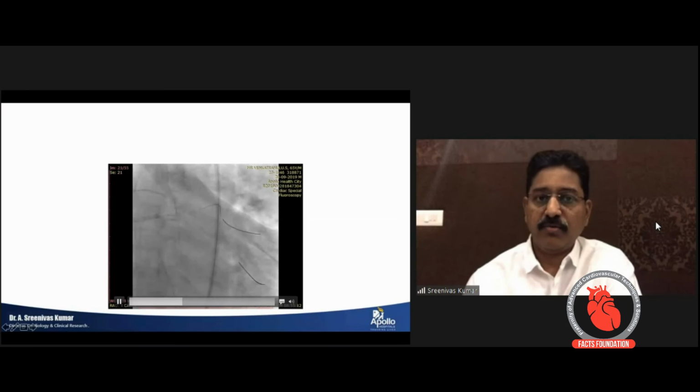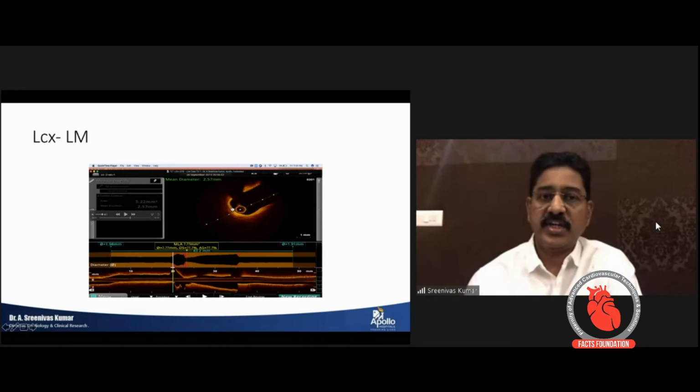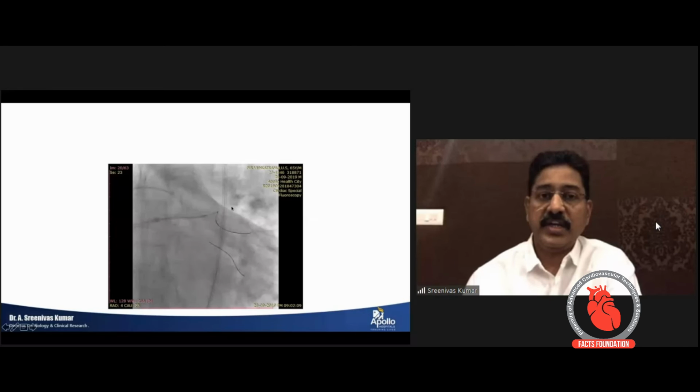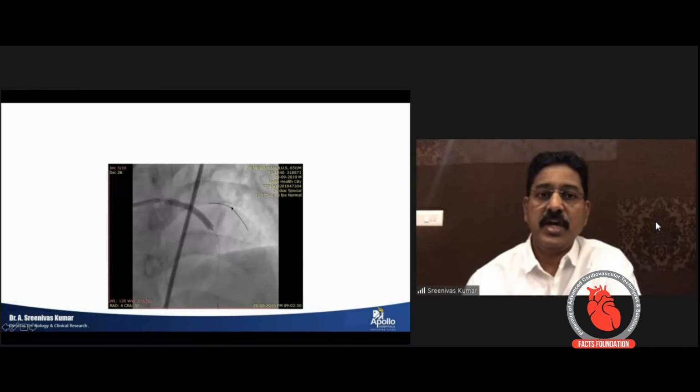Then we took an OCT catheter to the LCX, to the left main also. Then we proved that LCX, which is a crossover stenting from left main to LAD. There are multiple steps, which for the sake of time I would quickly run through.